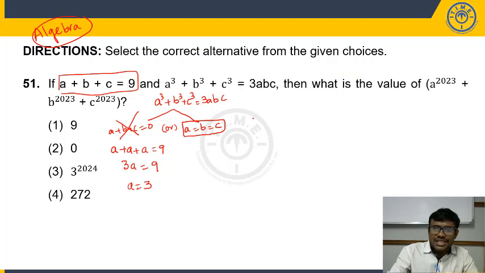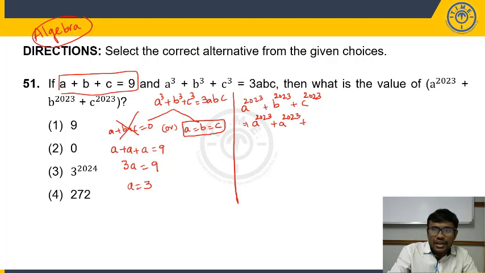Now, what is he asking to calculate? He's asking to calculate A to the power of 2023 plus B to the power of 2023 plus C to the power of 2023. So that is nothing but A to the power of 2023, B also A to the power of 2023, and C is also A to the power of 2023. So it is 3 into A to the power of 2023. That is 3 into, what is the value of A? 3. So 3 to the power of 2023.